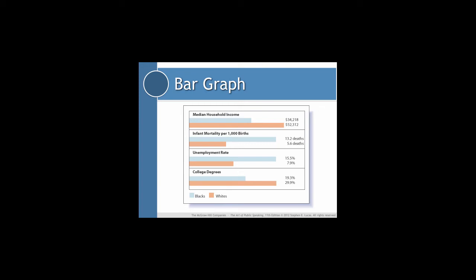What this person is doing is comparing African Americans to Caucasians on these 4 measures: median household income, infant mortality, unemployment, and college degrees. So what they do is they put them up against each other so you can look at it and instantaneously get a picture of how these 2 different groups compare. If you are trying to compare 2 or more things, you may want to use a bar graph.